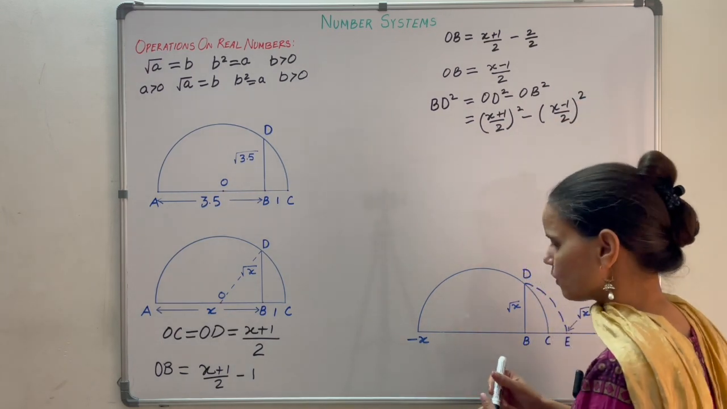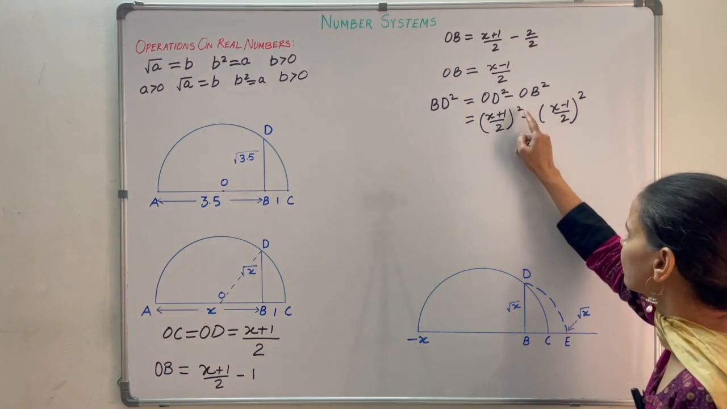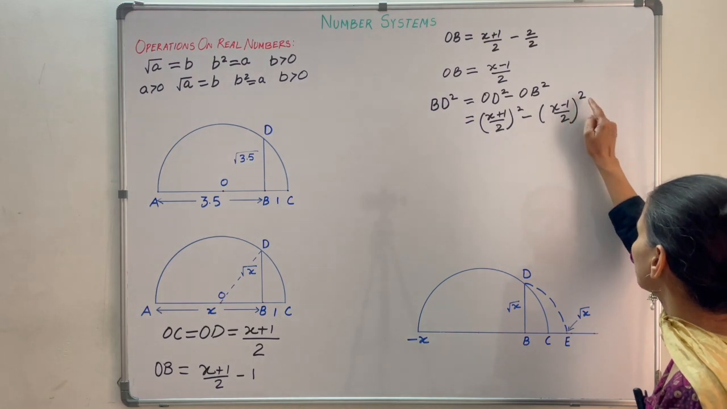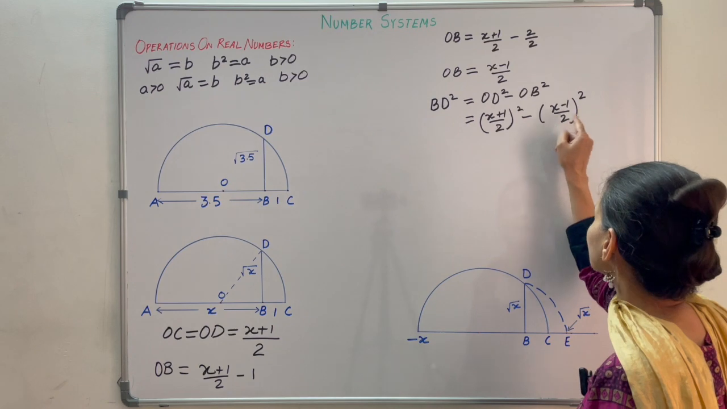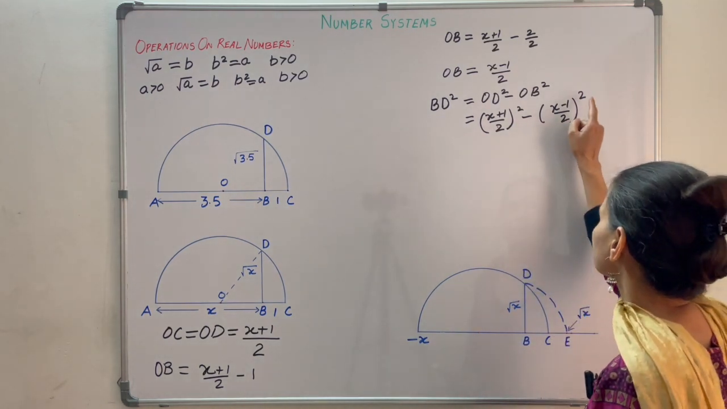So here you can use two formulas. One formula is (a plus b) whole square. You can apply this and open it here. And here you can use (a minus b) whole square and solve it. Or you can use a square minus b square. I am going to use the second one, a square minus b square.